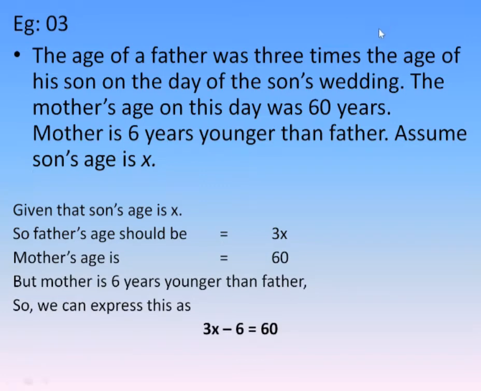Mother's age is 60, and the mother is 6 years younger than the father. So the father is 3x, and 3x minus 6 should be equal to 60. Got it? Or else you can write 3x equals 60 plus 6, which is 66. There's no harm. You use this 6 either on the left hand side as a subtraction or on the right hand side as an addition.